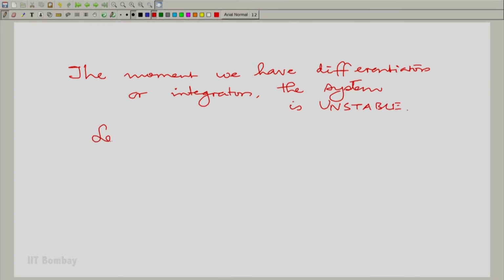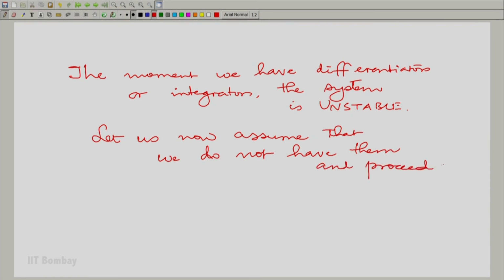So, let us now assume that we do not have them and proceed. So, what I am saying is, if you find the system is unstable before you even investigate that remainder part, there is nothing more to be done. So, that kind of a system has been dispensed with immediately. Now, we shall in the next session look at what to do with the rest of it if you have not been able to disqualify already. Meet you in the next session.